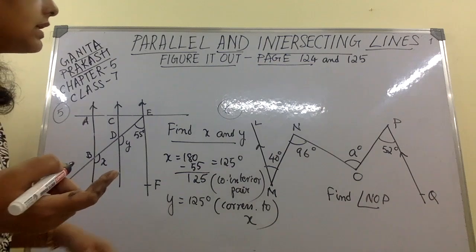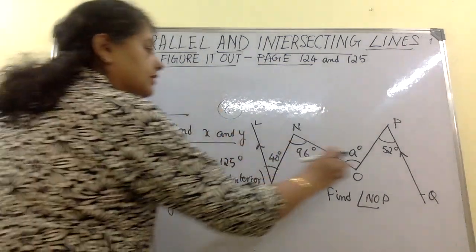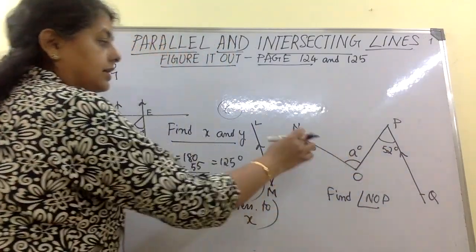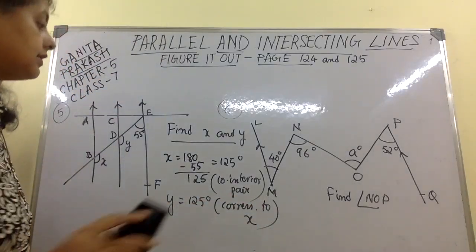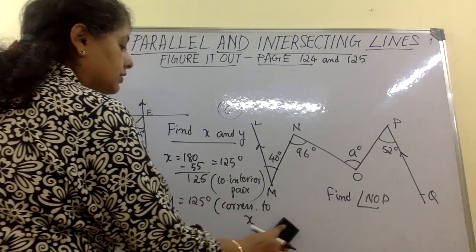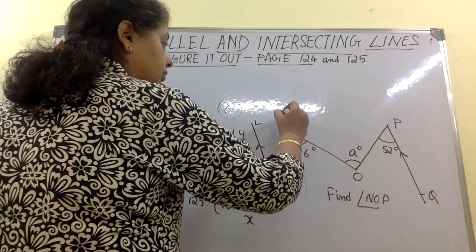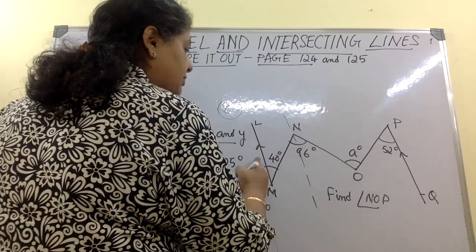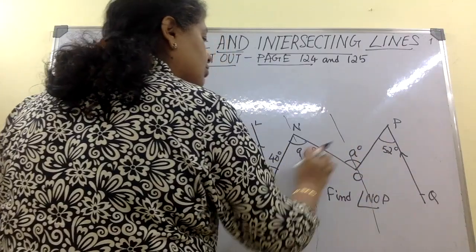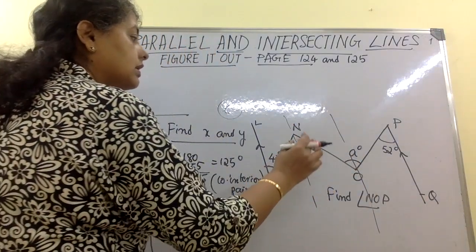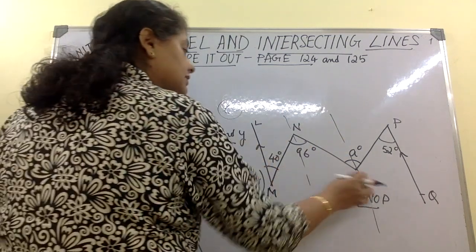Okay, so let's see this question. You have to find this angle, angle NOP. Parallel lines are here, and there are three intersecting lines, NM, NO. Here I'll have to do a little bit of construction. I will make a line parallel to LM and another line parallel to PQ. So these two lines are also parallel because they are parallel to parallel lines.